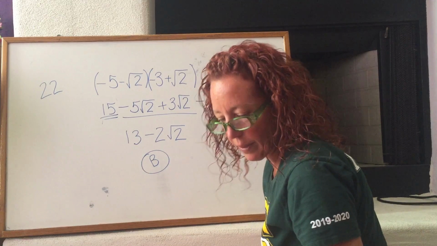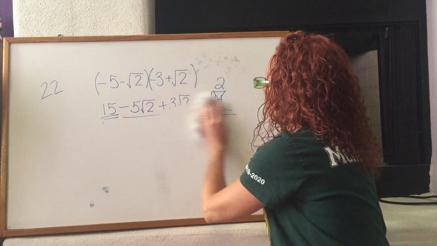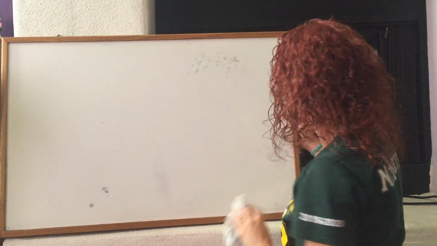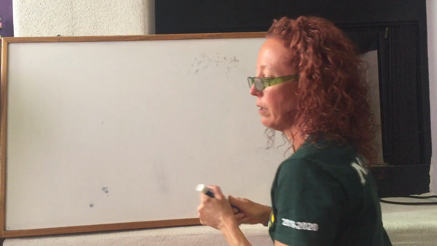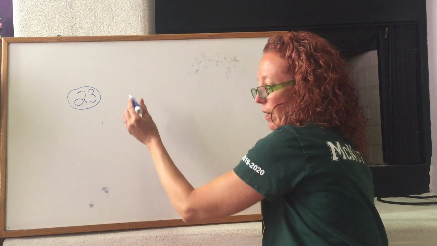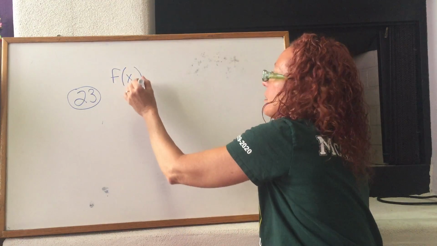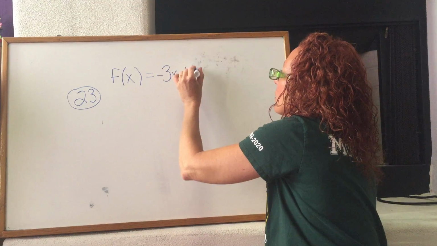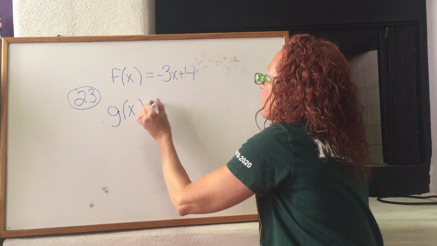23 is from chapter 12. I'm thinking it's the only one from chapter 12, but something could surprise me as we work through this. So 23, we want to find f of g of x. So f of g of -6. F of x is equal to -3x plus 4. And g of x is 2x plus 7.